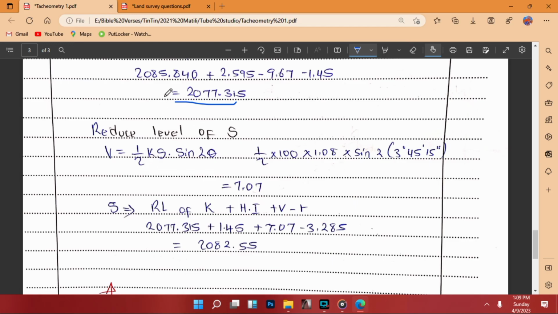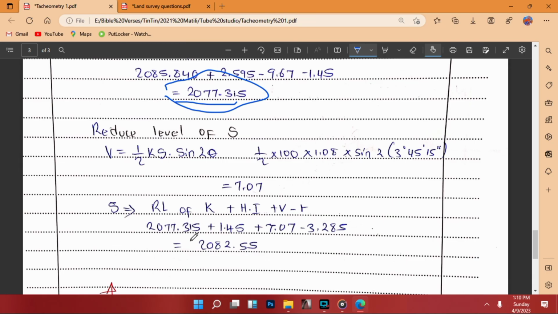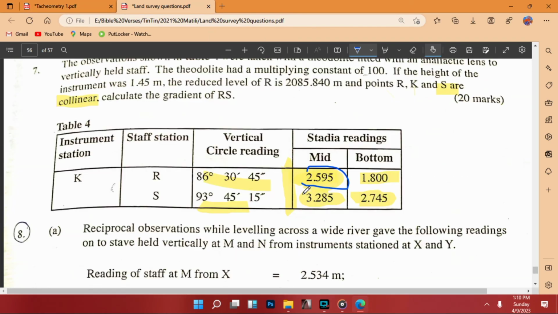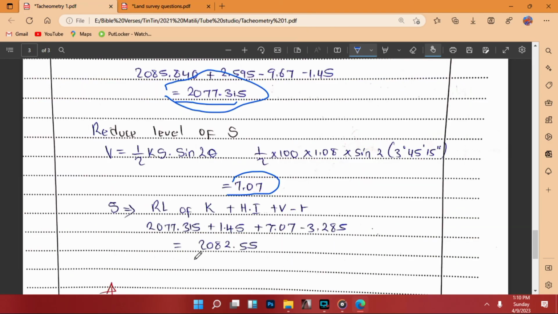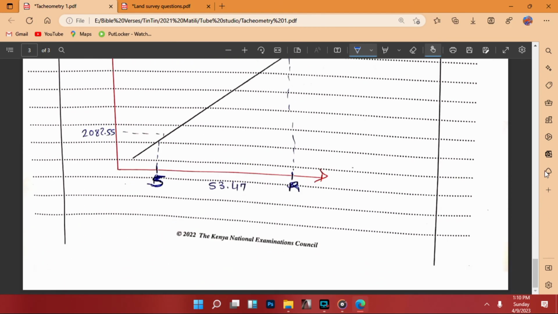We go back. So we use the reduced level that we had calculated earlier. So the reduced level of K, 2077.315, plus the height of instrument, which is 1.45 provided in the question, plus V, which we had calculated here, then minus R, which is provided to us. So that is the mid, small h. So the reduced level of S will be 2082.55.